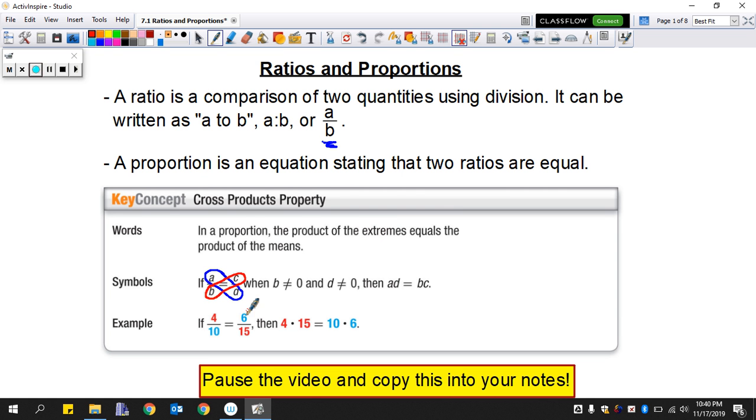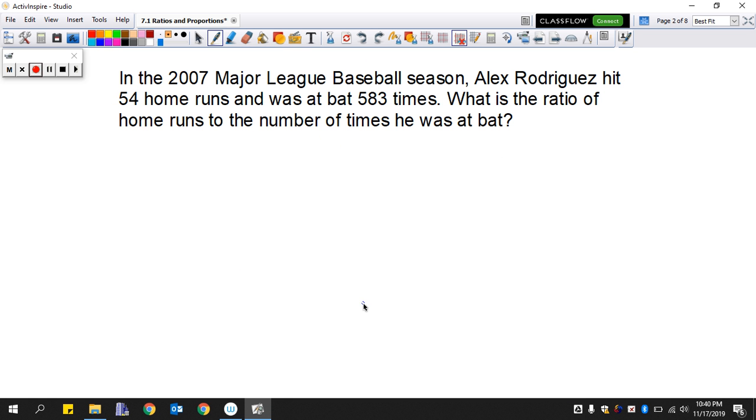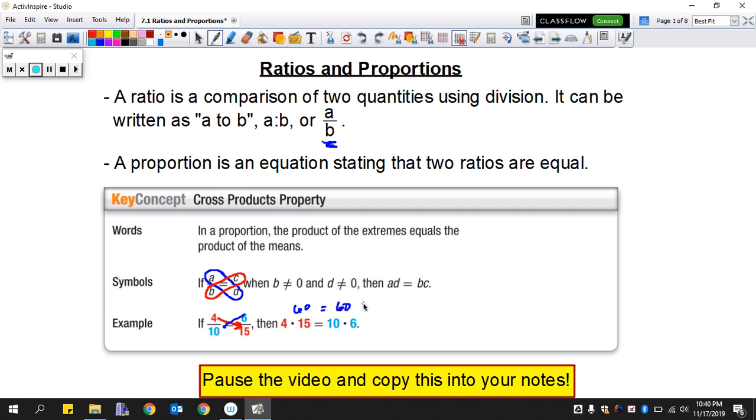So in this case, 4 to 15 and 10 to 6: 4 times 15 is 60, and 10 times 6 is 60. So 60 is equal to 60. That means that's a proportion, and those two ratios are equivalent ratios, equal to each other. Here's an example. Back to this first slide. Go ahead and copy these notes down in your notebook.